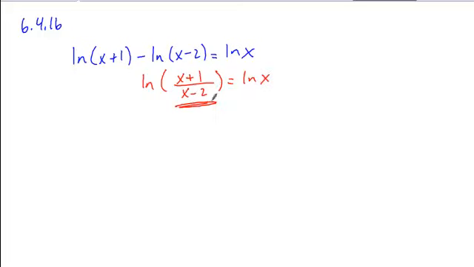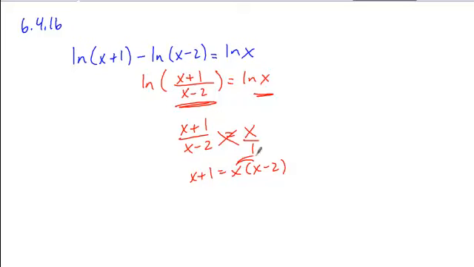At this point, we can now compare the values inside the logs. So x plus 1 over x minus 2 has to be equivalent to x, and we just solve by cross multiplying. So 1 times x plus 1 has to equal x times x minus 2. We solve the resulting equation, distribute our x first. x squared minus 2x is equal to x plus 1. Move all the terms to the same side.